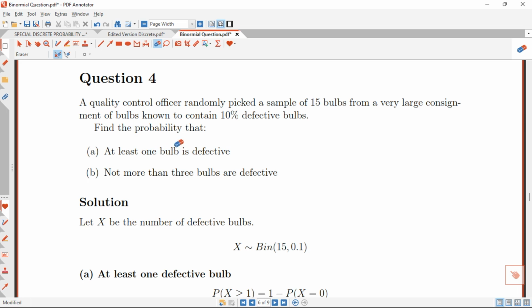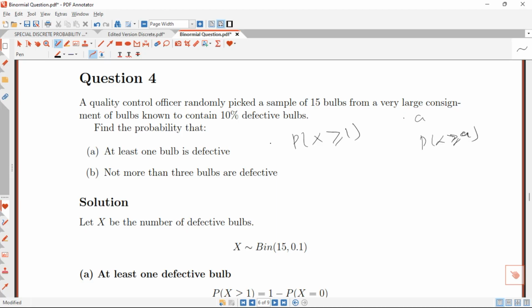So when you are saying at least one bulb, it means that we are going to calculate the probability that our x is greater than or equal to 1. So always when we see something like "at least a," it means the probability that our x is greater than or equal to a. So anytime we see "at least," it is greater than or equal to that number.